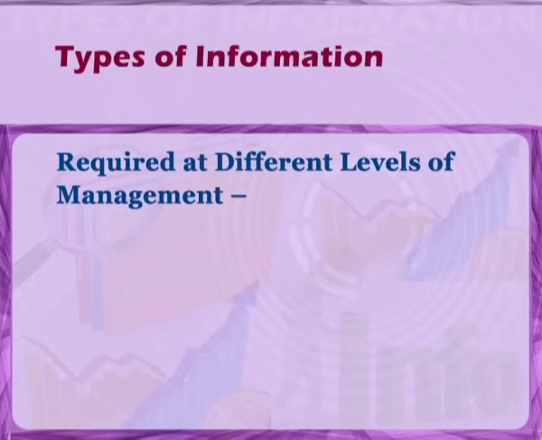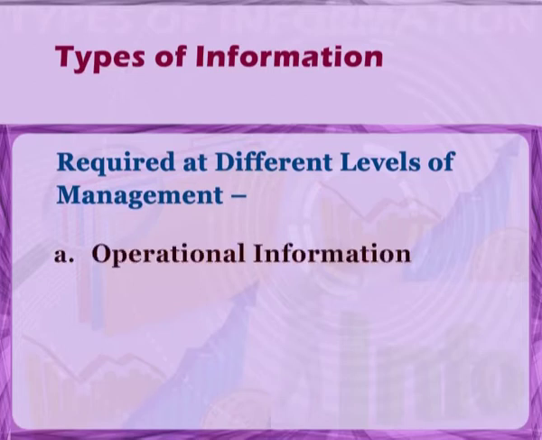Some of the important types of information that are required at different levels of management are operational information. Operational information relates to the day-to-day operations of the organization and thus is useful in exercising control over the operations that are repetitive in nature. Since such activities are controlled at lower levels of management, operational information is needed by lower management. Example, day-to-day cash positions for accounts department, daily and weekly sales information for marketing function, etc.